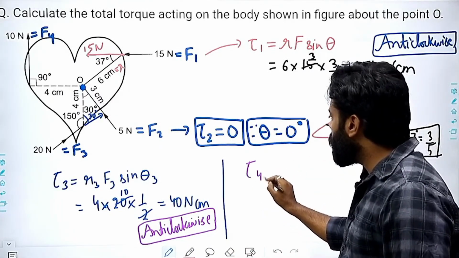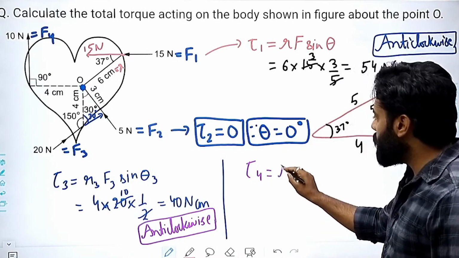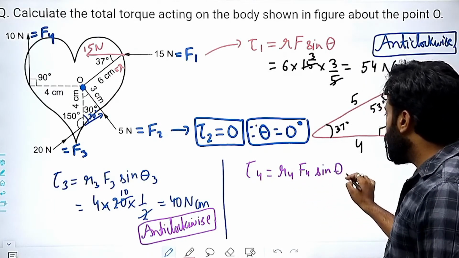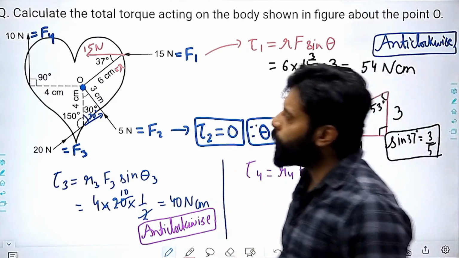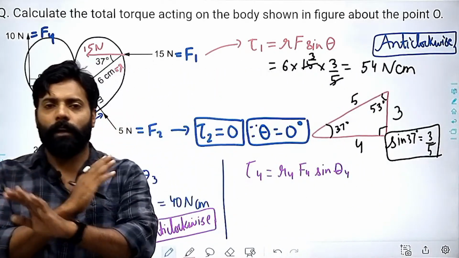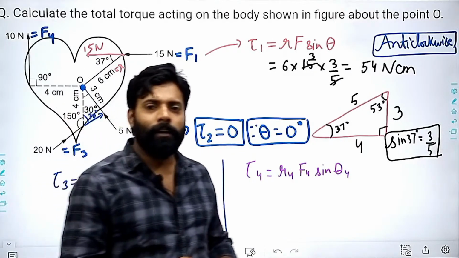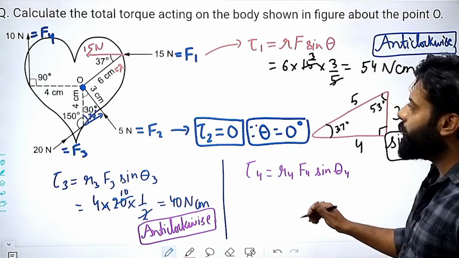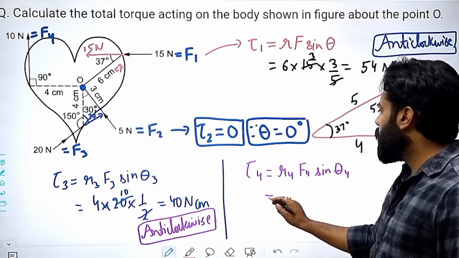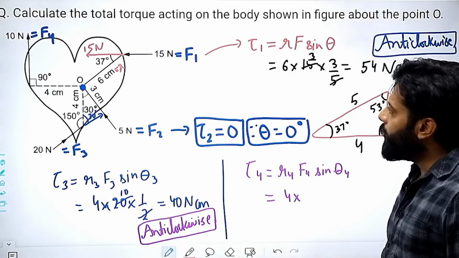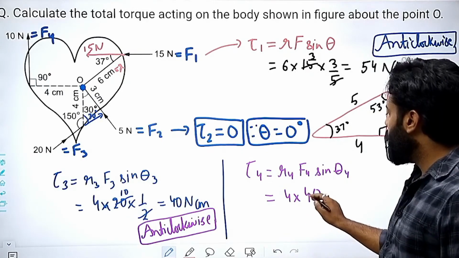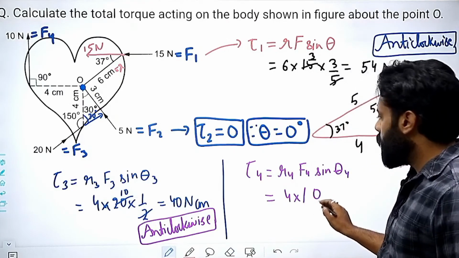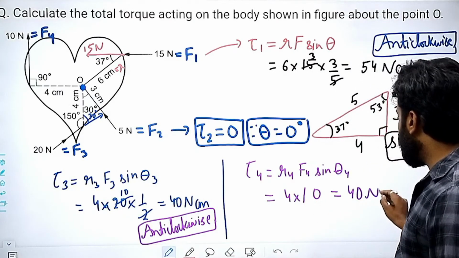So now we are left with the third part. We have to find torque 4, and torque 4 is equal to R4 F4 sine theta 4. As we know, theta 4 is 90 degrees, so we can ignore it, since sine 90 is equal to 1. The only things left are this 4 and F, which is 10. So this is 40 Newton centimeter.